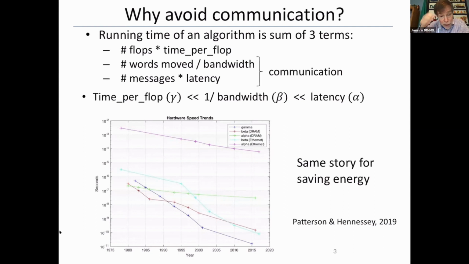And so the picture below is taken from data in Patterson and Hennessy's latest textbook. And all of these curves on a log scale show you how much all of these quantities, alpha, beta, and gamma, have improved over time. Not quite straight lines on a log curve, but the time to do a flop is at the very bottom, the dark blue, and all the other curves are going down too, but not quite as fast. And so it's the same story for saving energy. And so next slide.